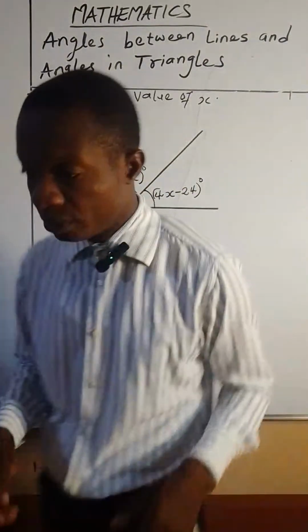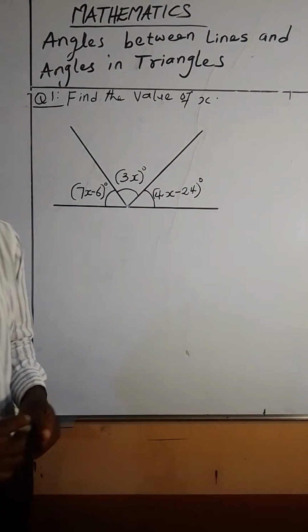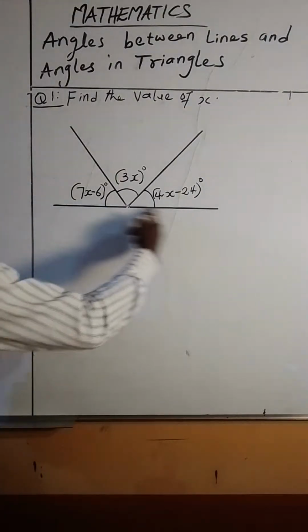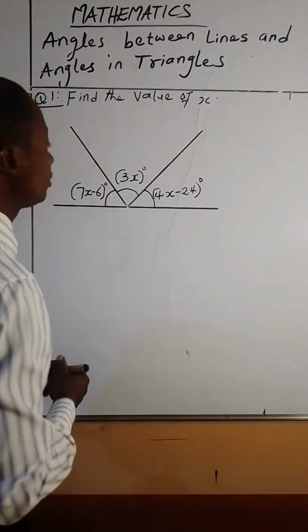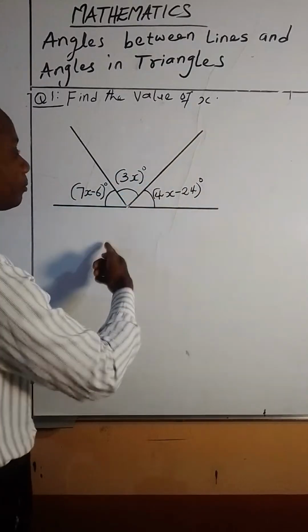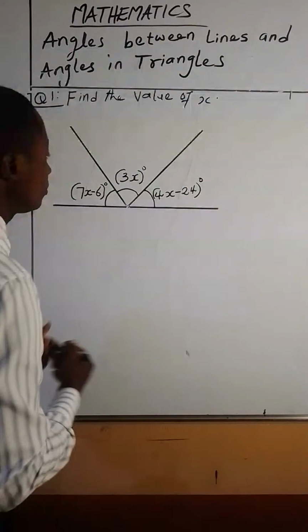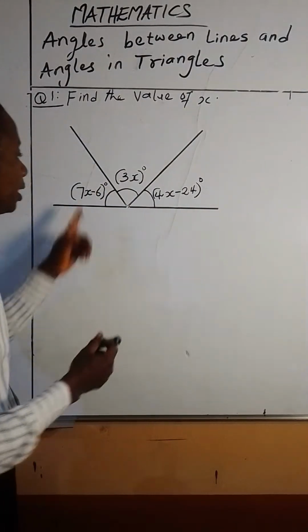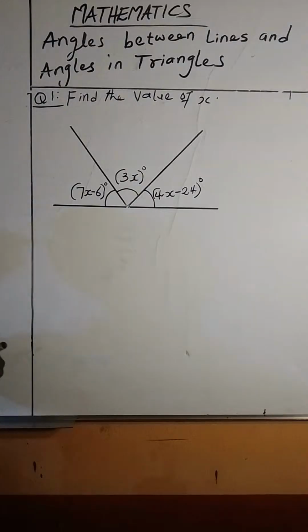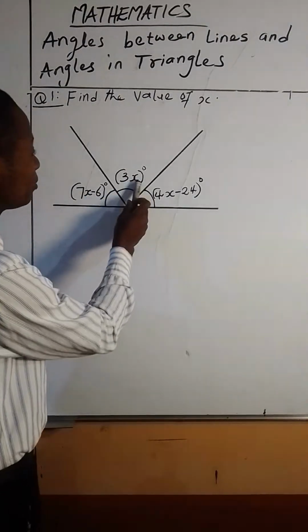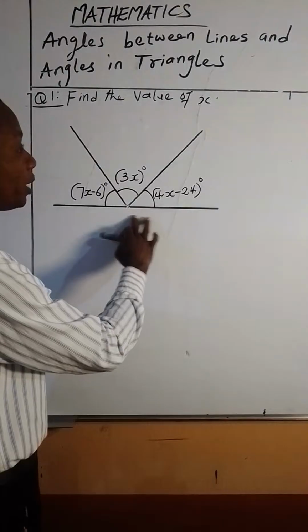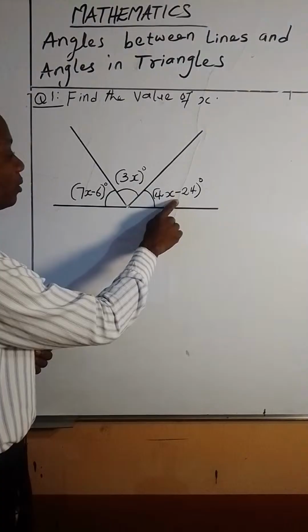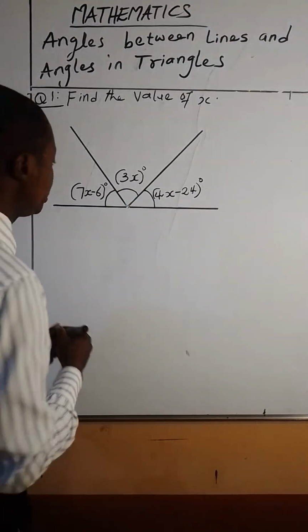So here we have a straight line. This straight line has three angles put together. We are to find the value of x, but we are already aware that the sum of the angles in a triangle is equal to 180 degrees. So we are going to add up the three angles and equate it to 180 degrees.